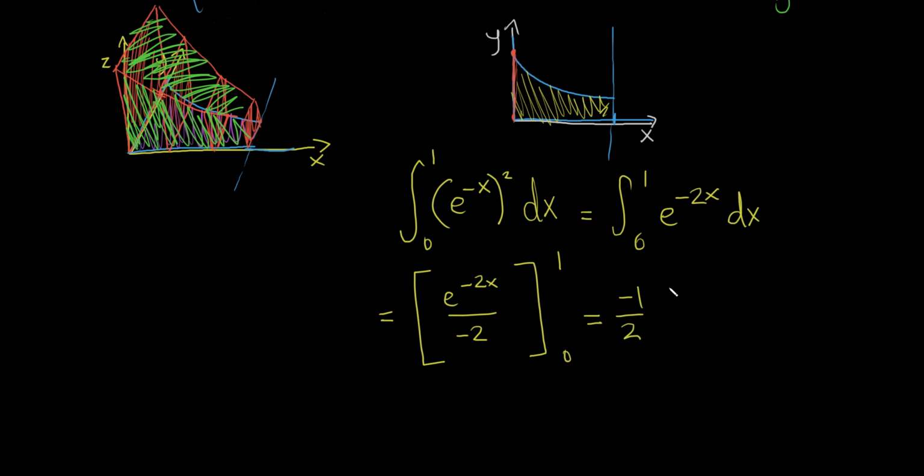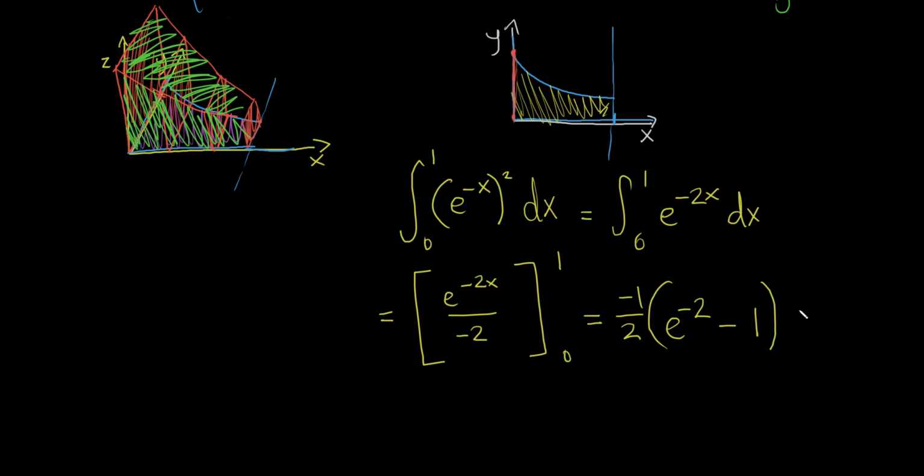And if we factor out this negative 1/2, we get that this will be negative 1/2 times, well, at 1, e to the negative 2x, remember the negative 2 we've just factored out, the e to the negative 2 times 1, e to the just negative 2, and then minus what this is at 0. But at 0, this is just e to the negative 2 times 0, and anything times 0 is 0, so this is just e to the 0, which is 1, so minus 1.